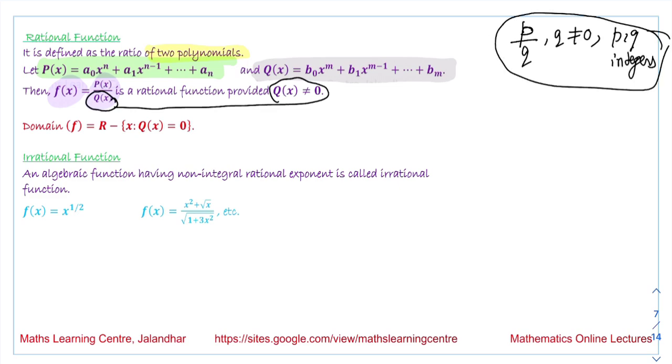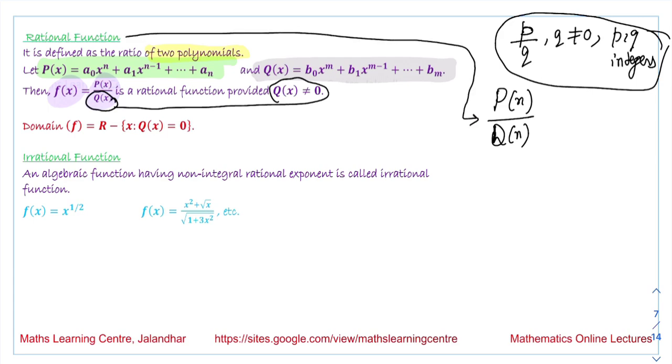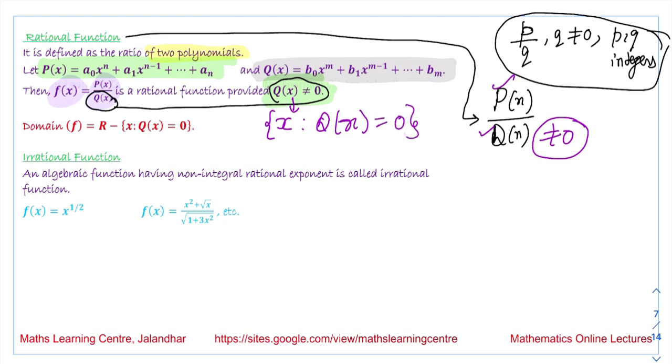Similarly, for a rational function, we have two polynomial functions p(x) and q(x). So rational functions are functions of the form p(x) by q(x), where q(x) is not equal to 0, and p(x) and q(x) both are polynomial functions. Now it is given that q(x) is not equal to 0. It means we cannot take those values of x for which q(x) is equal to 0. It means x cannot take the values from this set.